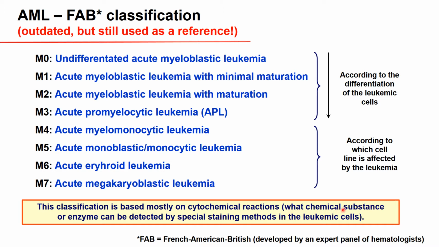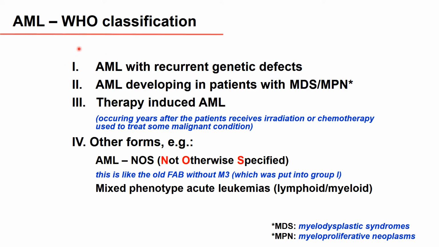So what kind of chemical substance or enzyme can be detected by special staining method in the leukemic cells? Today they are not using this as much, or in some labs, for example, they don't have any possibilities to use this kind of method. The next one, the WHO classification, is more advanced, and usually they will consider not only the morphological features, but the genetic alteration as well.